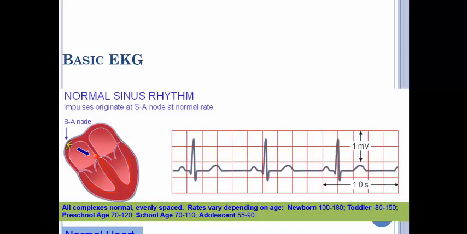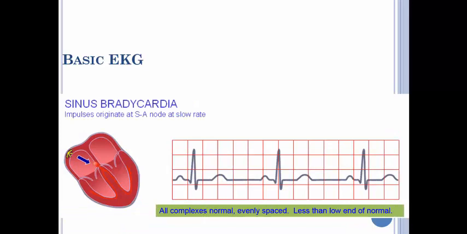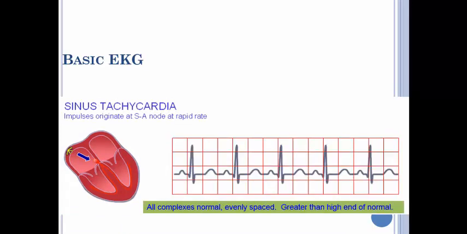Here's a picture of normal sinus rhythm, and it tells you what that means based on age. You can see your newborns 100 to 180, toddlers 80 to 150, preschool 70 to 120, school age 70 to 110, and by your adolescent, we should be in that 60 to 100 range. Sinus bradycardia, sinus tachycardia.